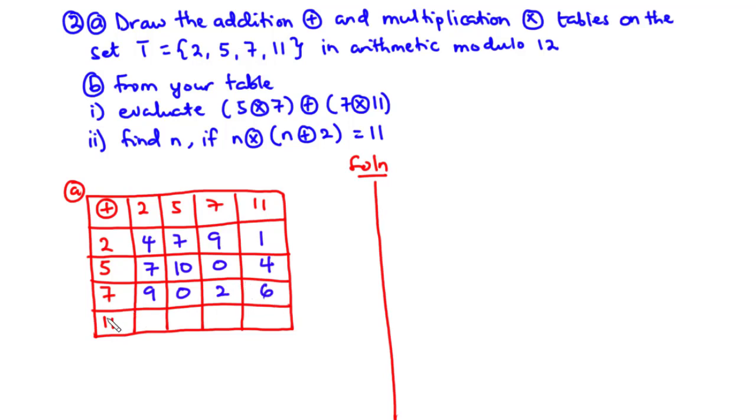11 plus 2 is the same as 2 plus 11, so we have 1. 11 plus 5 is the same as 5 plus 11, that is 4. 11 plus 7 is the same as 7 plus 11, which is 6. And then 11 plus 11 is 22, divided by 12 is 1 remainder 10. So this is the complete addition table for modulo 12. Now let's draw the multiplication table.